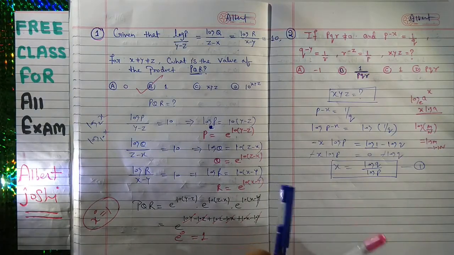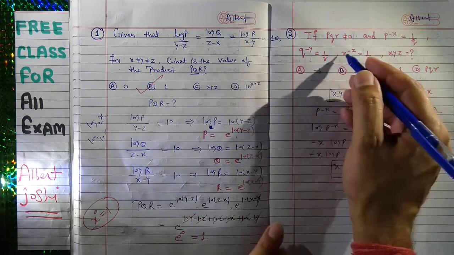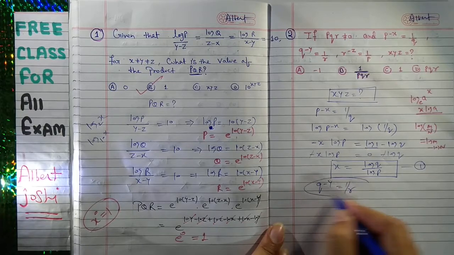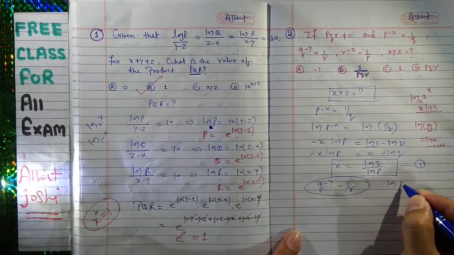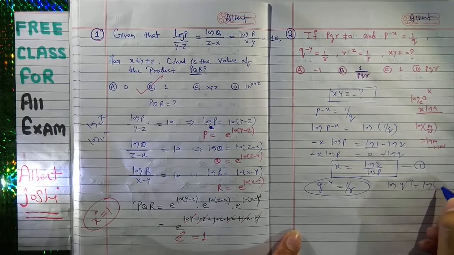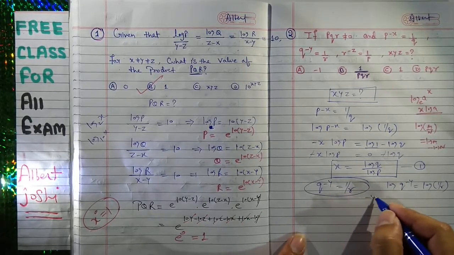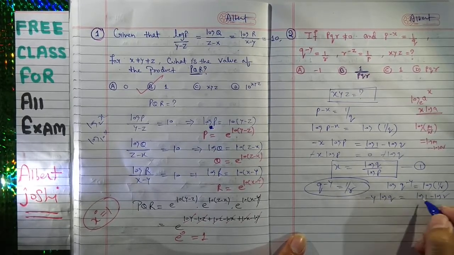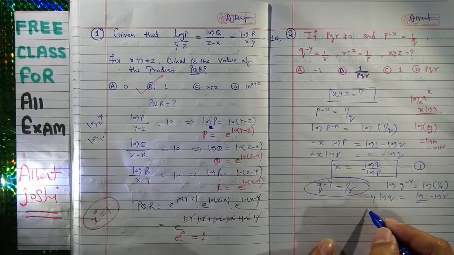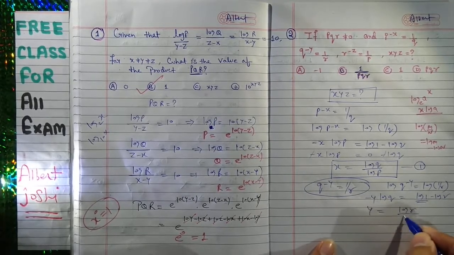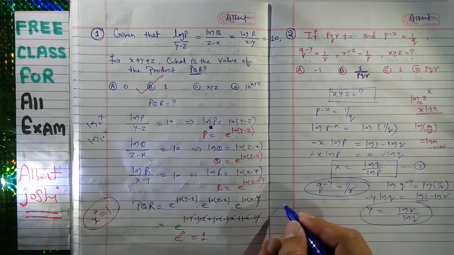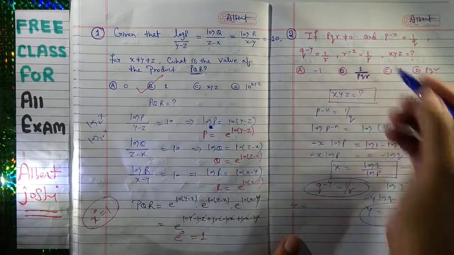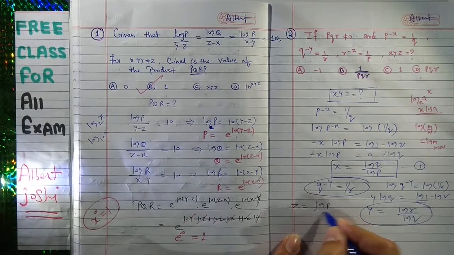Similarly, for the second one you have q to the power minus y is equal to 1 upon r. Again you will use log on both sides, log q to the power minus y is equal to log 1 upon r. So that will be minus y log q is equal to log 1 minus log r. Minus minus cancel, log 1 is equal to 0. So you will get y is equal to log r upon log q. The second value. Similarly you will solve z, and you will get z is equal to log p upon log r.